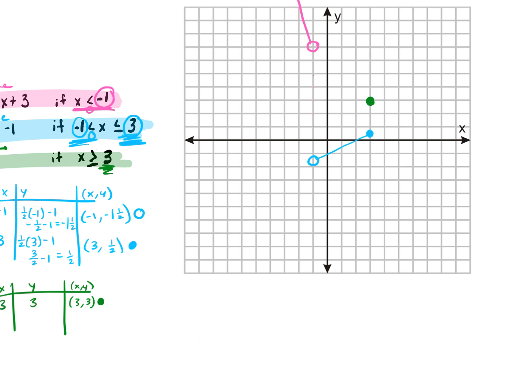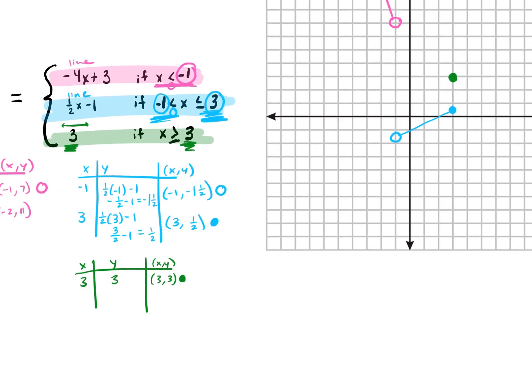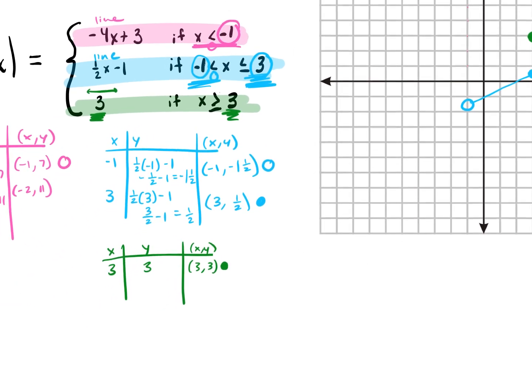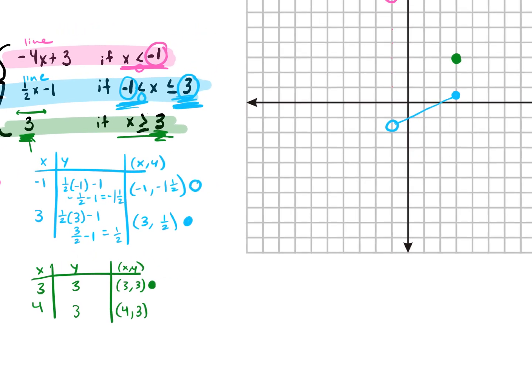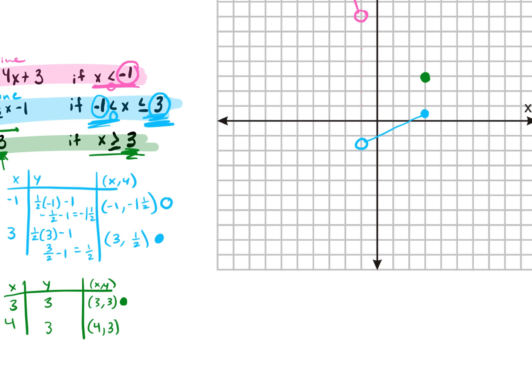Now the next point that we plug in is just going to be the direction that we go in. What's a number that's greater than 3? 4. Well, I'm not really plugging it in. What's our y always going to be here? 3. So my next point is 4, 3. Again, this doesn't get an open or closed circle. It just tells us the direction for our second point. So I'm going to go to the right 4 and up 3.